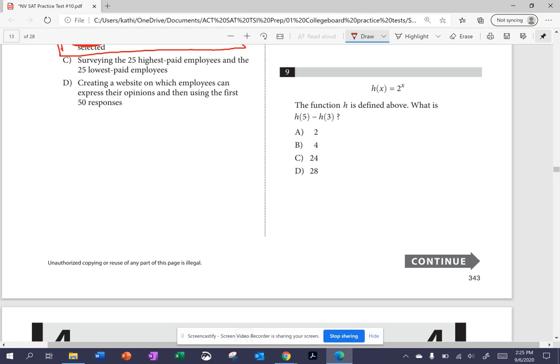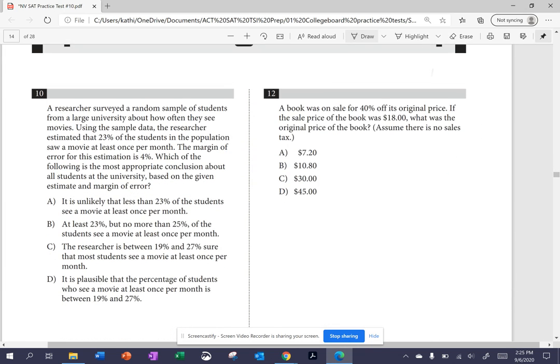The function h is defined above. What is the value of h at x equals 5 minus h at x equals 3? So this is going to be 2 to the 5th minus 2 cubed. Putting that in my calculator, I get 24. Oops. 10.